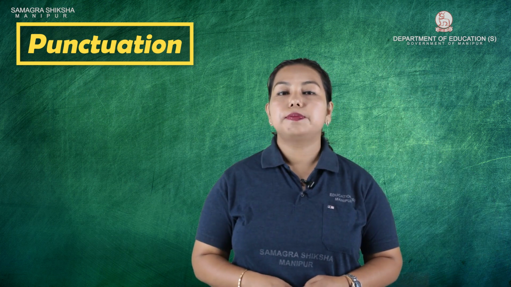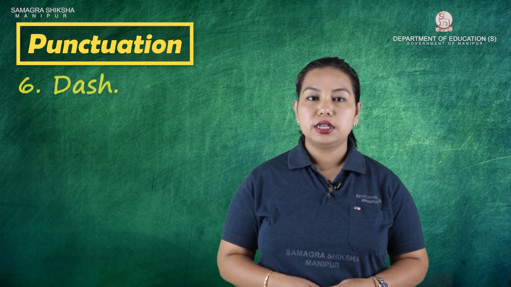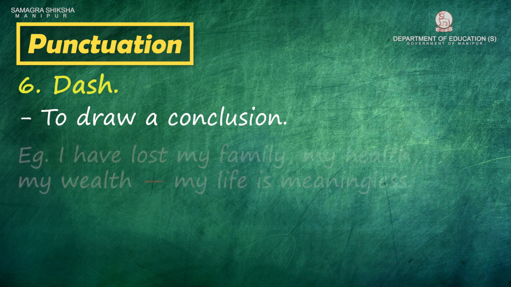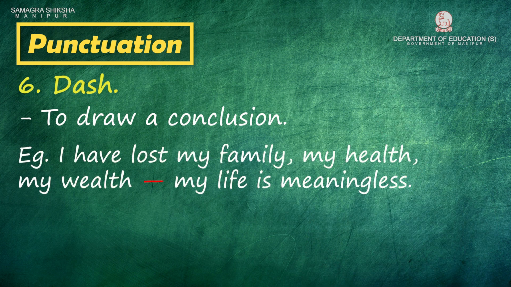Then the next punctuation mark is dash. It is used to draw a conclusion of what we have written. Like for example, I have lost my family, my health, my wealth, dash, my life is meaningless. So for all the above things that I have written, the final conclusion is my life is meaningless. So before coming to a conclusion, we can use the punctuation mark dash.